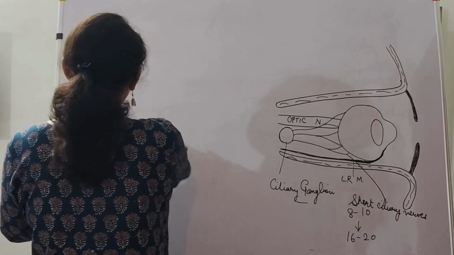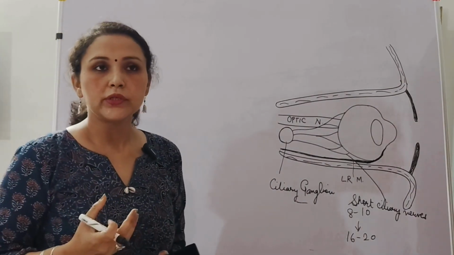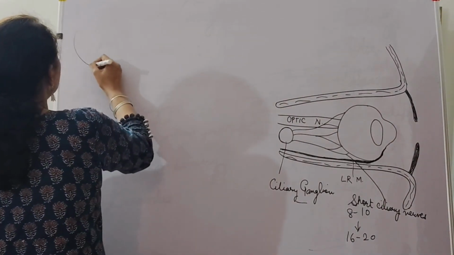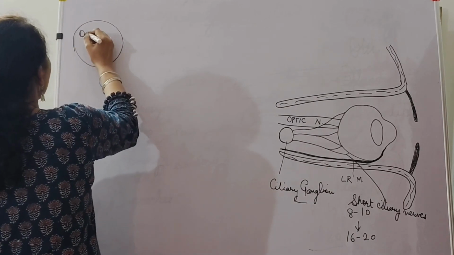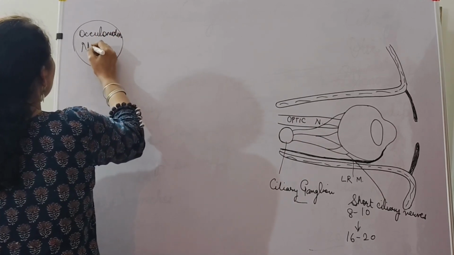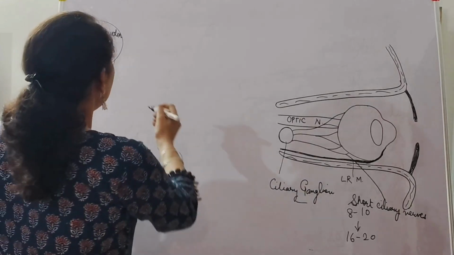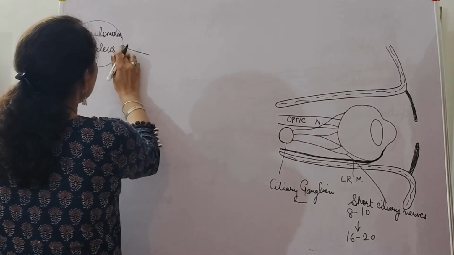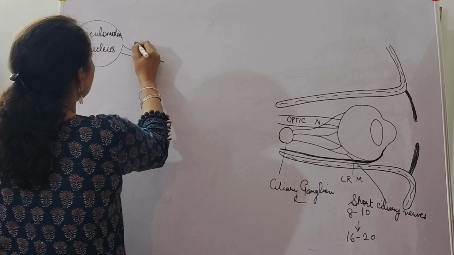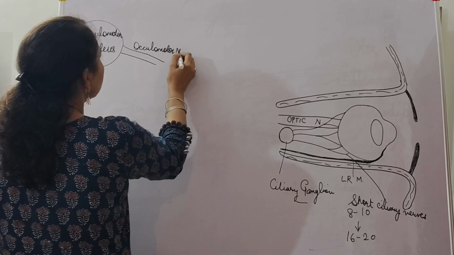starting with the parasympathetic root. All of you know, in the midbrain, there is a nucleus that is called the oculomotor nucleus. From the oculomotor nucleus, a cranial nerve arises, that is the oculomotor nerve, or the third cranial nerve. So this is the oculomotor nerve.